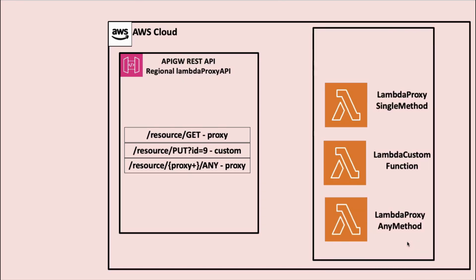Now on the backend side, we have three functions. One is Lambda proxy single, a Lambda custom function, and Lambda proxy any method. Each of these three API methods is referring to one of these three functions.